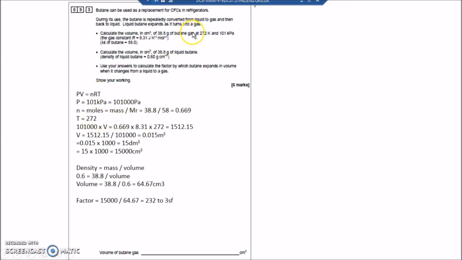Good. Temperature should be in Kelvin. Yes, it's already in Kelvin, so 272. If it was in degrees C, I'd have to add on 273 to convert degrees C into Kelvin, but I don't need to, it's already in Kelvin. Good, so I can just put these numbers in now. 101,000 multiplied by the volume that I don't know. That seems to be the missing value.